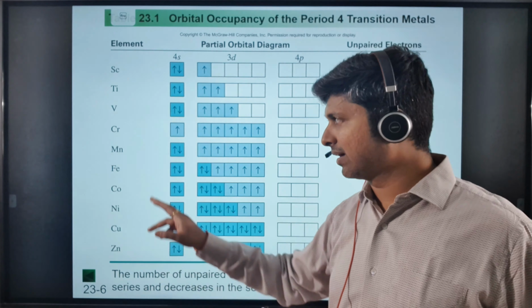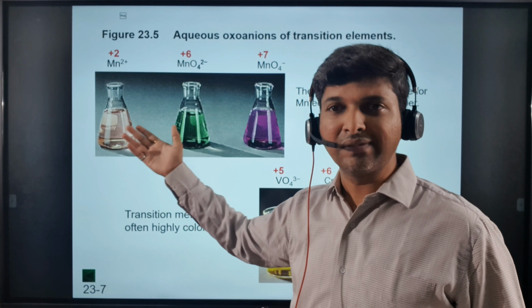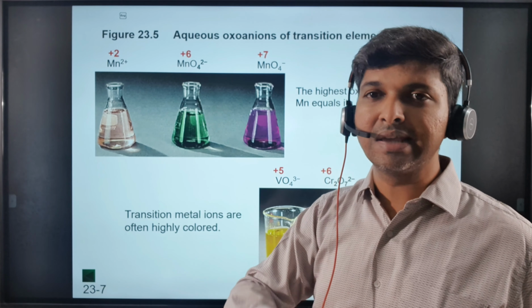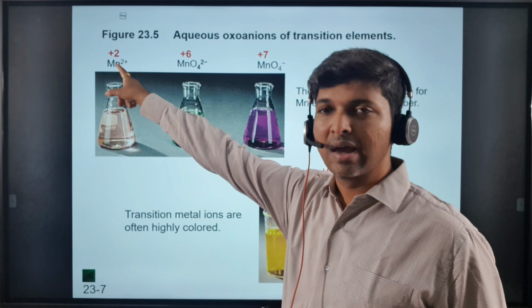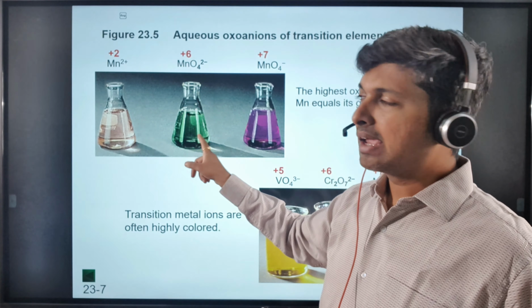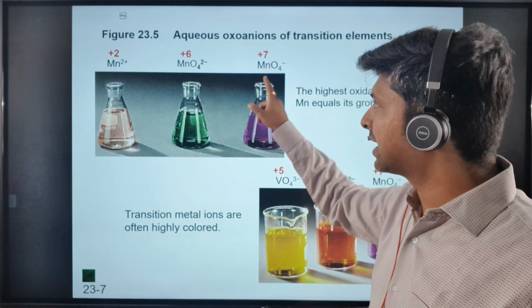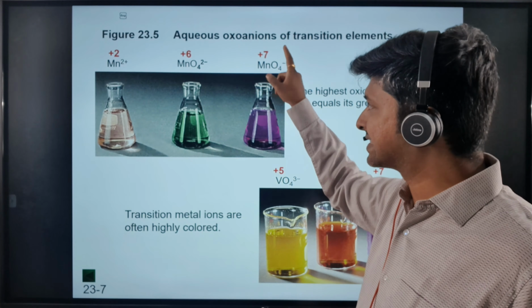Why I'm telling you about manganese is because the same manganese has different colors. When it is +2, that means when it has lost 2 electrons, it has an orangish color. When it has lost 6 electrons, it has a green color. And when it has lost 7 electrons, it has a violet or purple color, which is present in KMnO4. So this is KMnO4, K2MnO4, or MnSO4, right? All these have different colors.